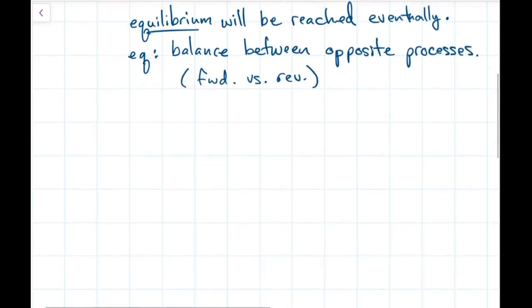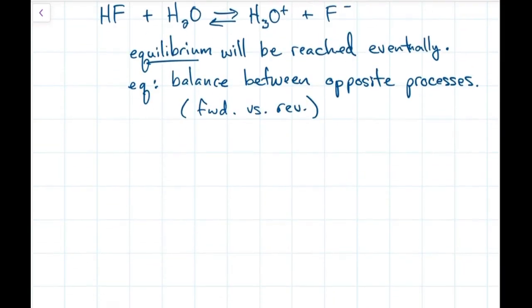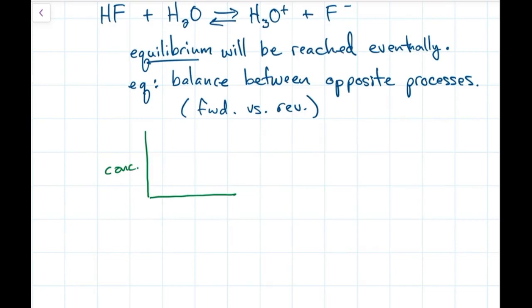So to really understand what's going on here, I'm going to graph this. So if we have a graph of concentration versus time for everything in this reaction system. First of all, I'm going to highlight the things that we can actually express concentrations of. I cannot express a concentration of water because it's a liquid. We can only express concentrations for aqueous solutions and gases. So the concentrations that we're going to be focusing on are HF and then our two ions. We're going to leave water out.